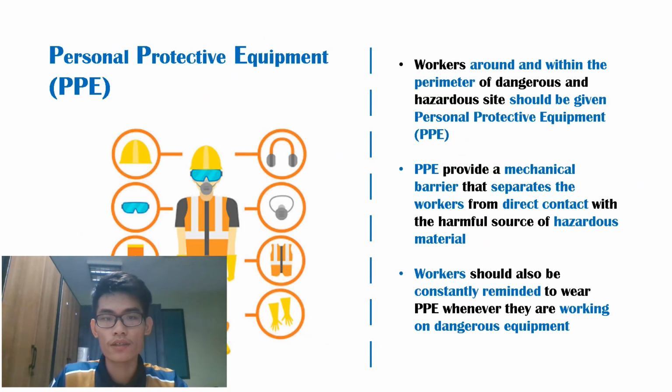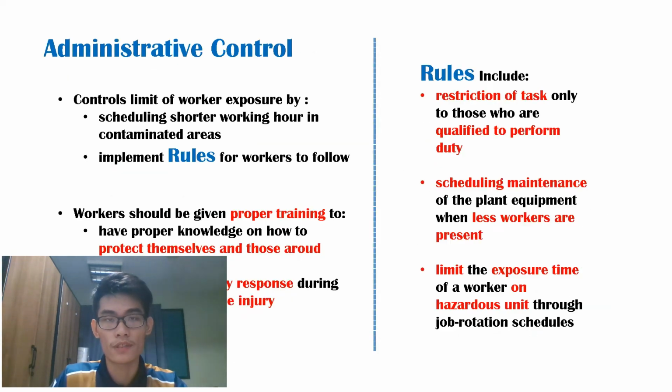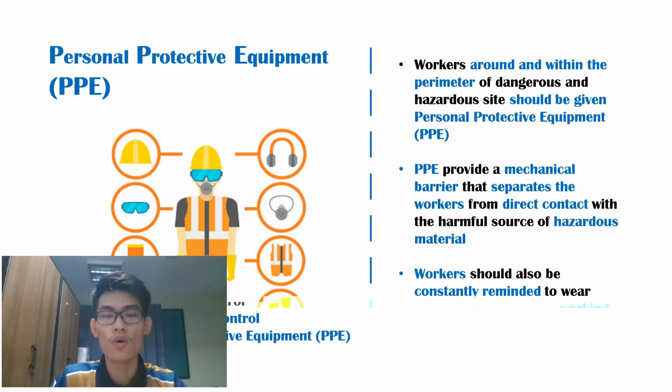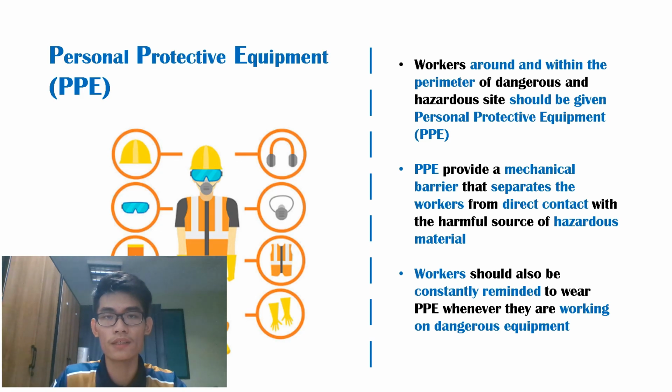Lastly, workers around and within the periphery of dangerous sites should be given personal protective equipment (PPE). PPE includes respirators and protective clothing such as gloves, eyewear, and boots, which are able to separate workers from being directly exposed to hazardous chemicals or material. Workers should also be constantly reminded to wear PPE at all times whenever they are handling hazardous materials.